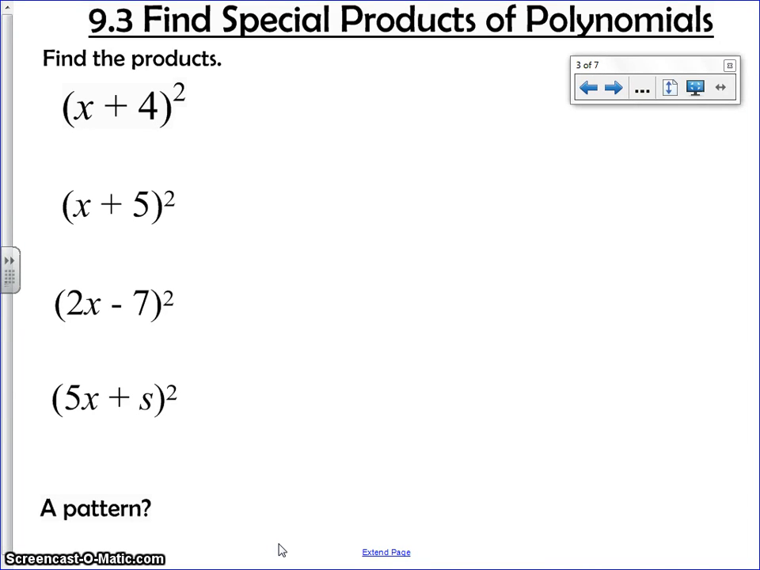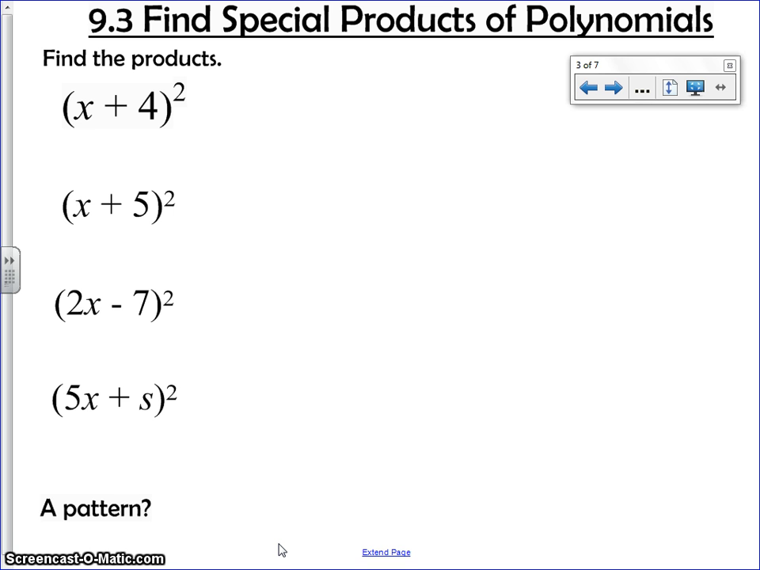All right, today we're going to continue doing our work with multiplying binomials. And today we're going to look at two special products of polynomials that have a pattern that develops. And hopefully you're going to see what that pattern is by the end of the lesson. So you have your notes, follow along, and I'll give you some time to work. Feel free to pause at any time or rewind if you need to.